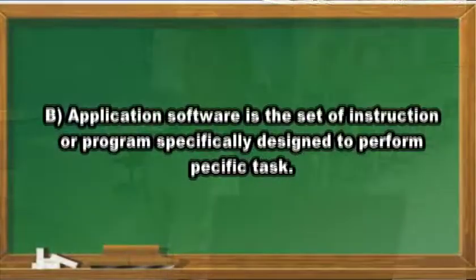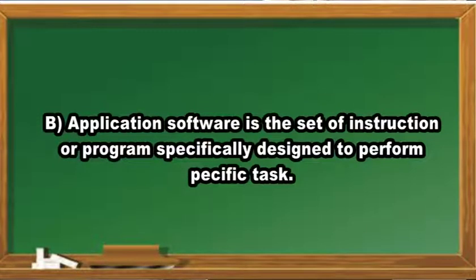So what is an application software? Application software is the set of instructions designed to help you perform a given task. So the day-to-day activities that we perform on our computers, we use application software. So now, let's look at the objectives for today's lesson.